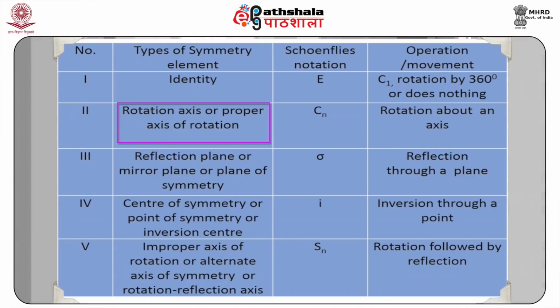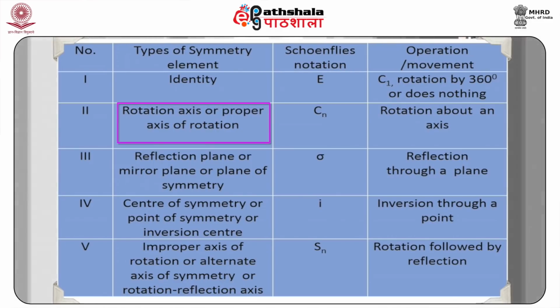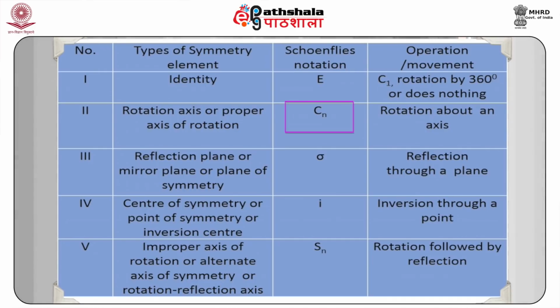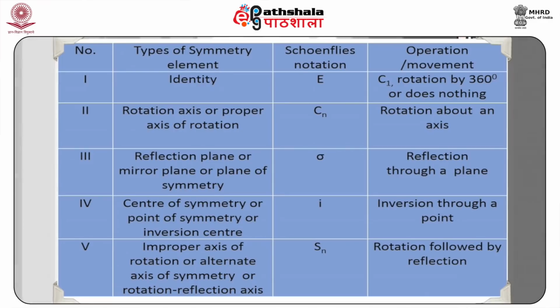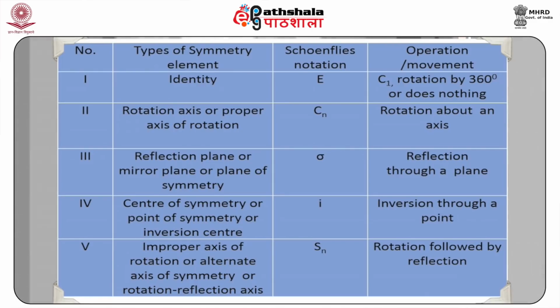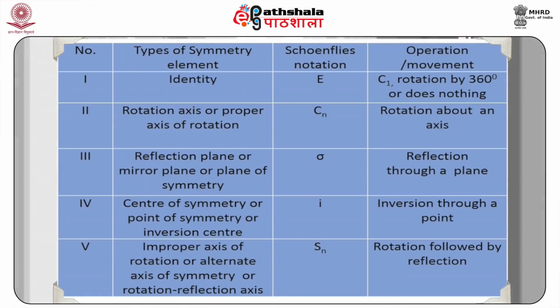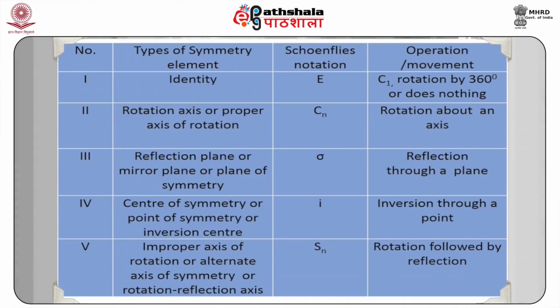Now, the second symmetry element, the symmetry axis or proper axis of rotation, the symbol given is Cn. C means cyclic, n means the number of times the operation can be carried out so that I can reach the original position, or even you can say the order of the group. Now, what we do in this rotation action, we rotate the object about the imaginary axis.